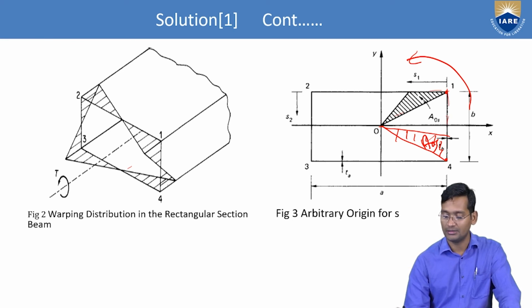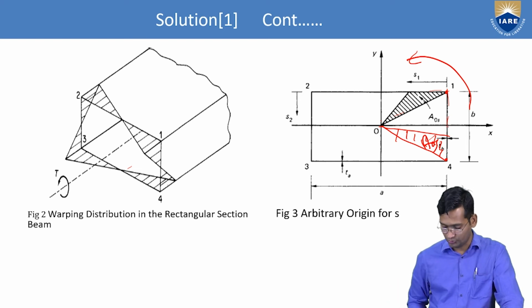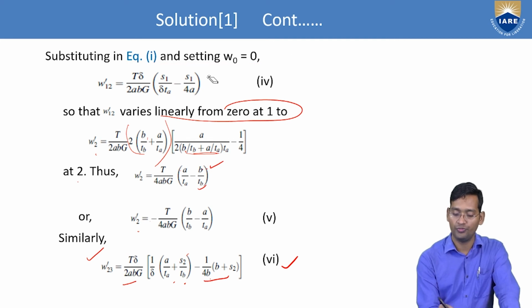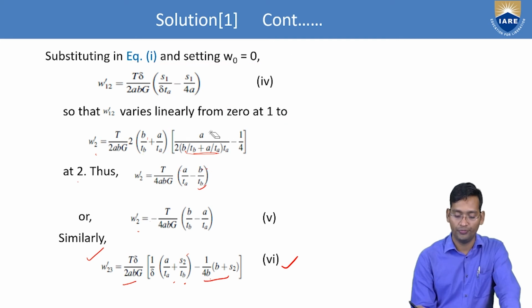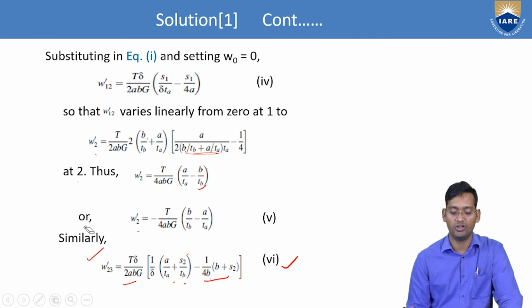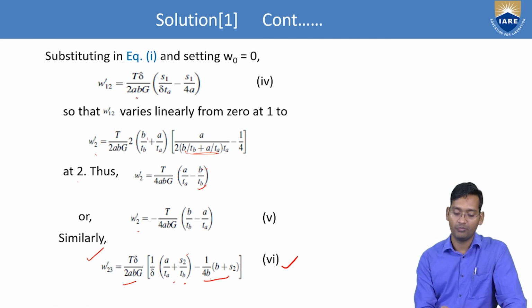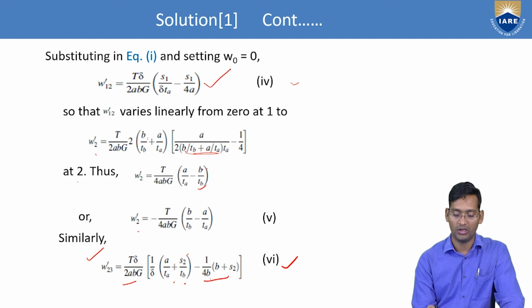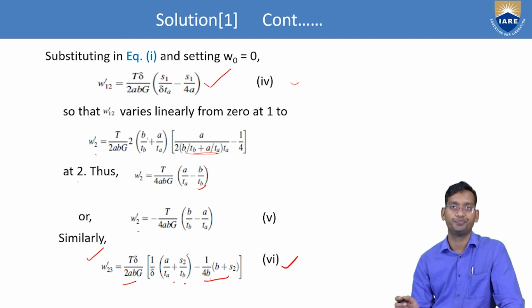And what is the height? That is B by 2. So after taking that value, substituting equation 1 and setting W naught equals 0, from there we got W dash 1-2 equals T delta by 2ABG into S1 by delta TA minus S1 by 4A after substituting. So this is the fourth equation. So that W1-2 varies linearly from 0 to 1.